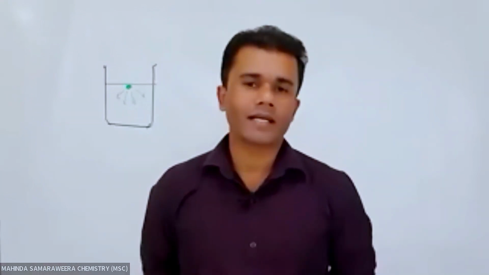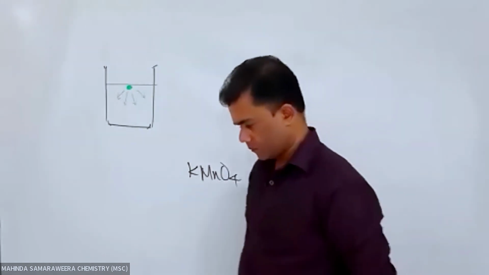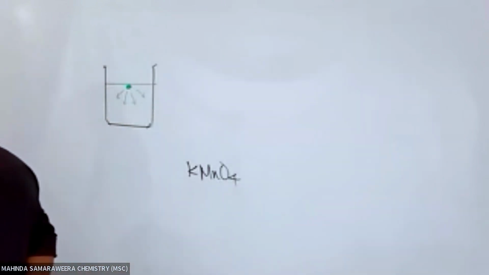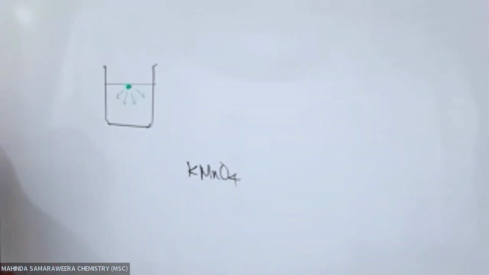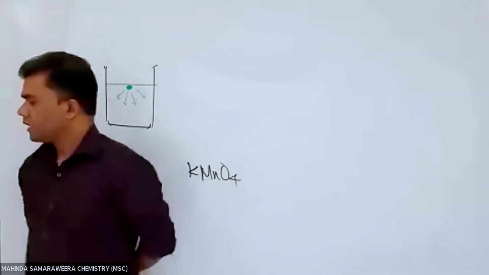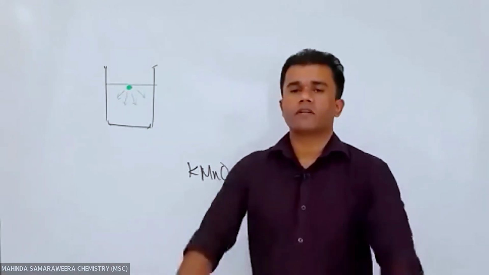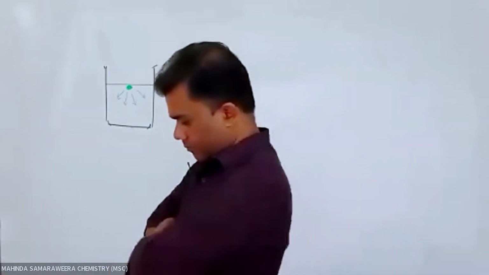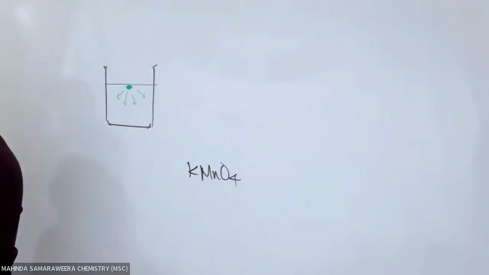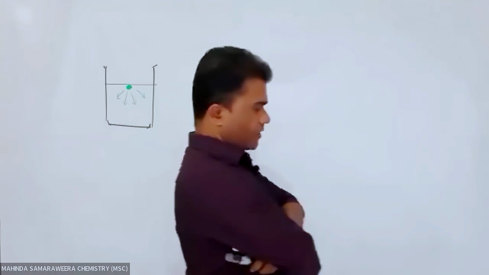If a small sample of potassium permanganate is placed in this water sample, the purple color spreads throughout the liquid sample slowly.